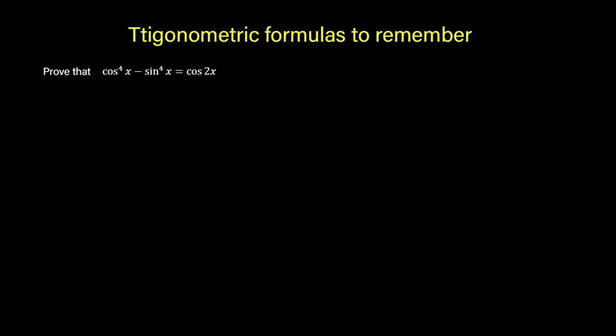Prove that cosine of x to the power 4, minus sine of x to the power 4, equals cosine of 2x. Solution.